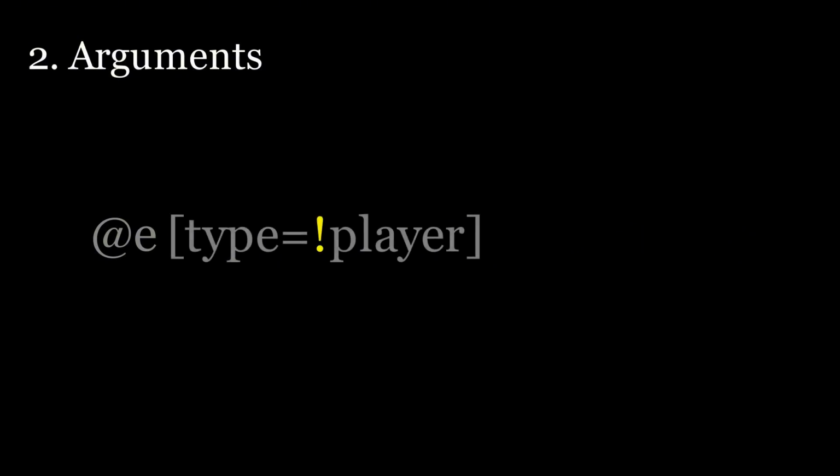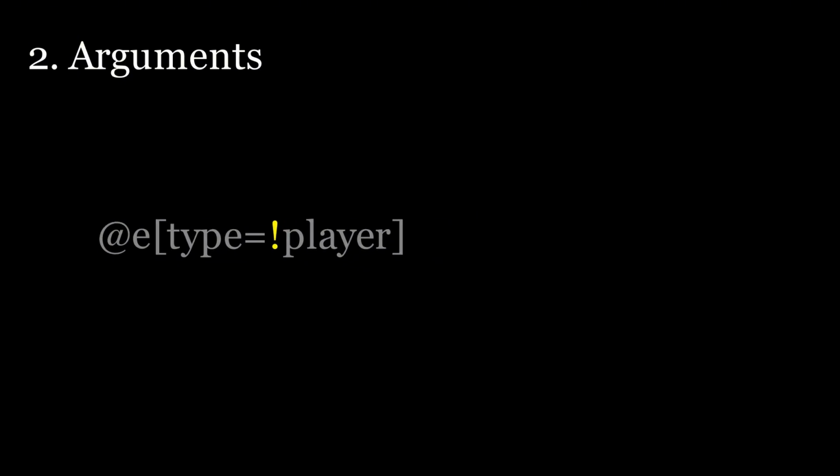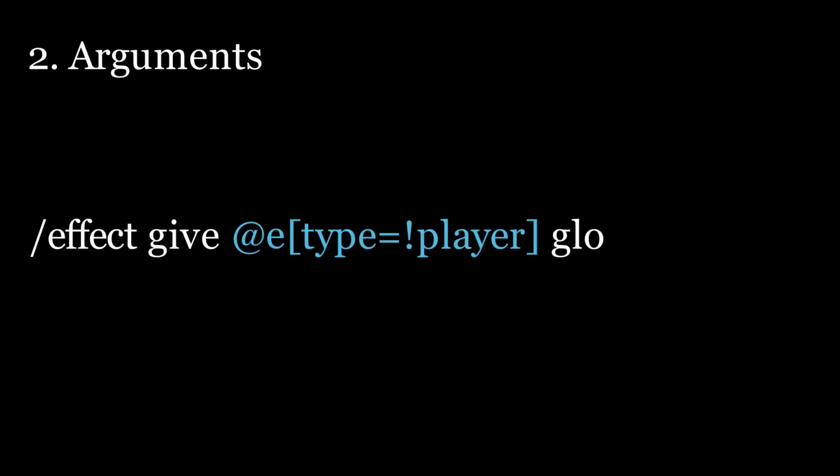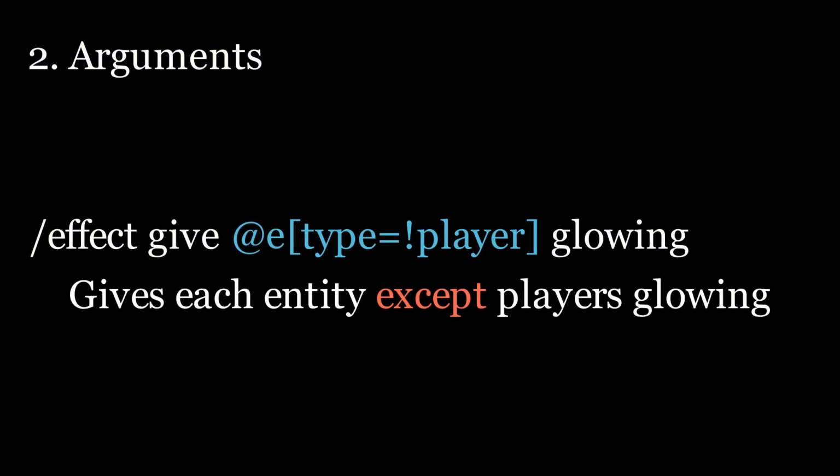Some arguments have the option of being negated, which means it will look for an opposite condition in a target. To do this, simply place an exclamation point as the first thing after the equal sign. As an example, we can run the command /effect give @e[type=!player] glowing, which will apply the glowing effect to all entities except players.